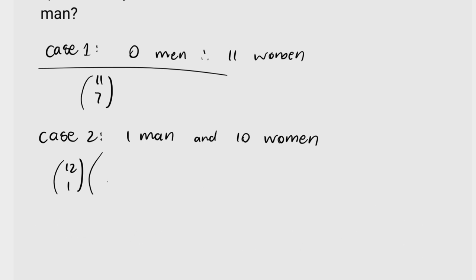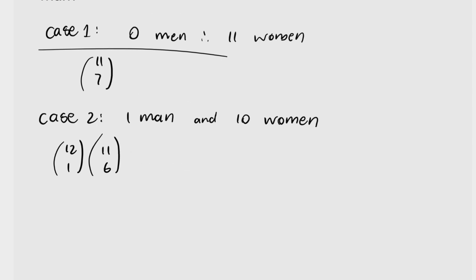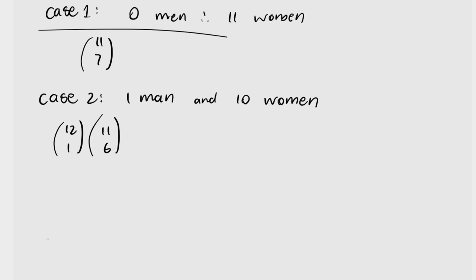So 11 choose 6. I know I didn't do a video on this, but there's also the addition rule. In cases where things are completely separate, you see, there's no situation in which there's a committee with 0 men and a committee with 1 man. And so what we're going to do here is add these up.